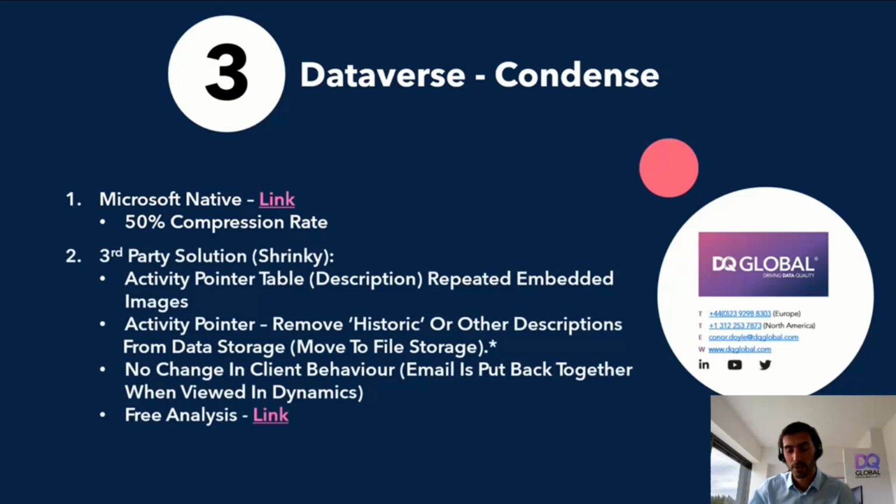And then another solution that I became aware of recently is a third-party solution. It's an ISV called Shrinky. I mentioned earlier that activity pointers and activity storage can be very, very painful, specifically around storing of images. So if you are storing repeated embedded images, such as on the right-hand side here, here's our DQ Global logo, that image would be in every email that we send out.